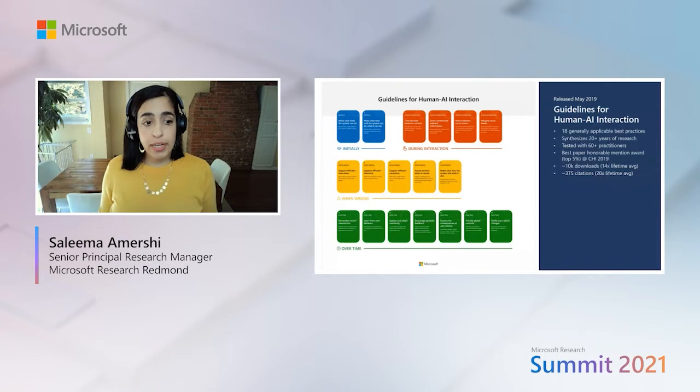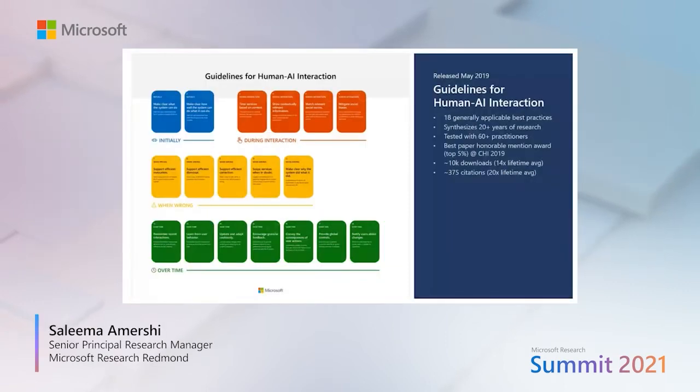Then the final category here is all about what to do as the user interacts with the system over time. And this, again, is important for AI because one of the key benefits of AI models is their ability to learn and improve over time, but this can also be disruptive if that interaction is not designed carefully.